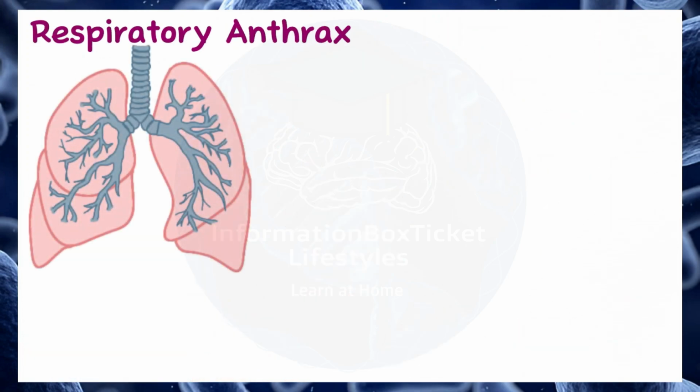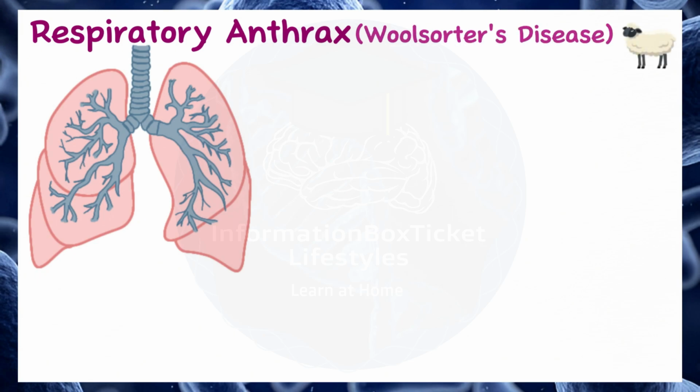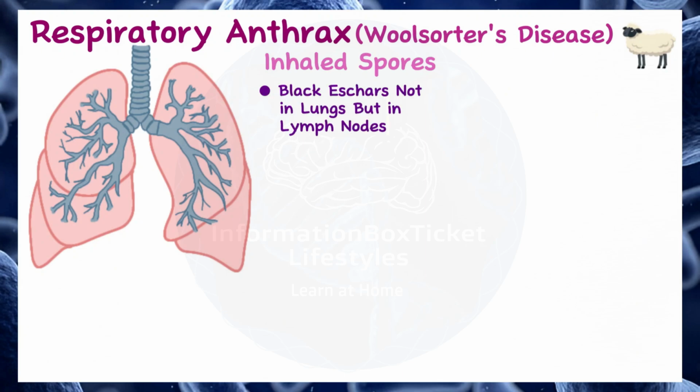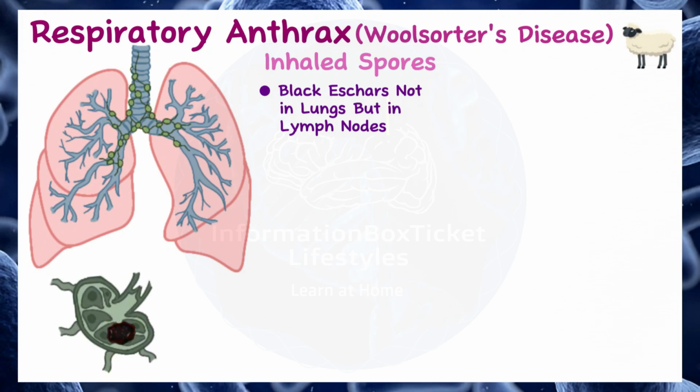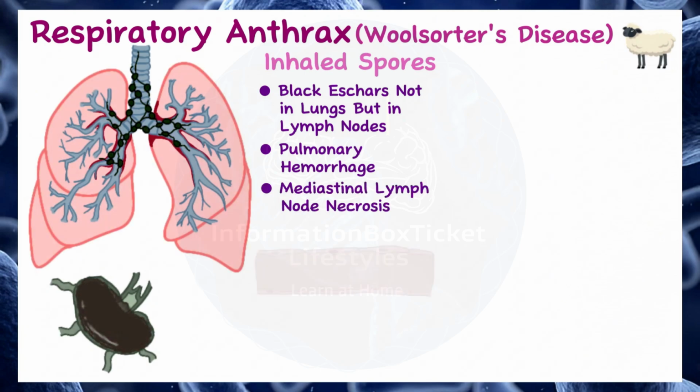Respiratory anthrax, also referred to as wool sorter's disease, occurs when anthrax spores are inhaled. In this form, black eschars do not appear in the lungs, but rather in the surrounding mediastinal lymph nodes. This can cause pulmonary hemorrhage, severe necrosis of the mediastinal lymph nodes, and bacteremia, where bacteria enter the bloodstream.